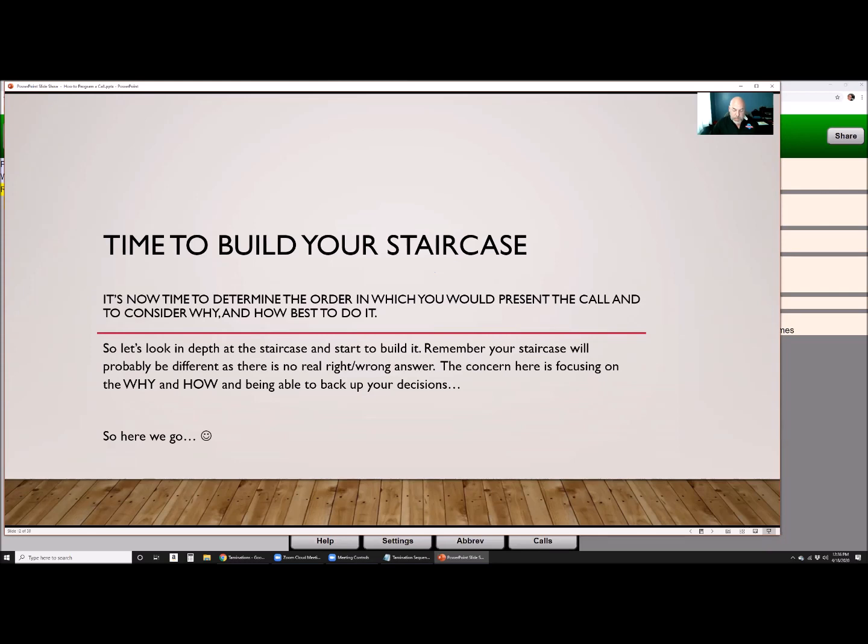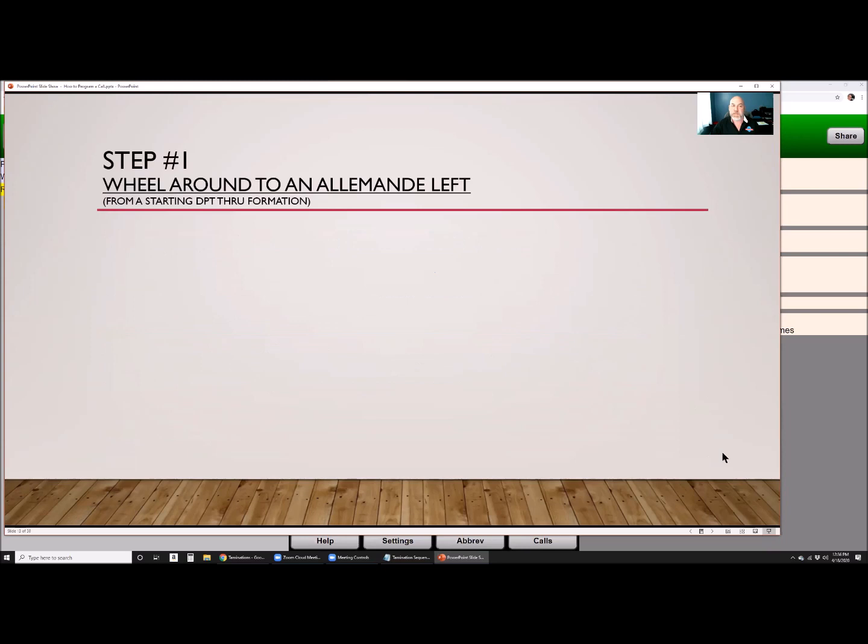So first thing that we're going to do, if I go to, for example, a dance in a place I haven't been before, and I like to use wheel around, and I don't know if their caller really drills it or does anything with it, what am I going to do? Well, the first thing I'm going to do, step one on my ladder, is call wheel around to an allemande left.